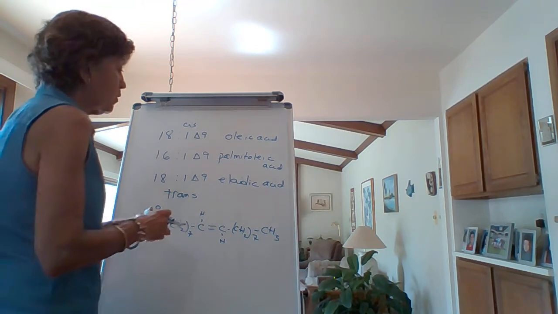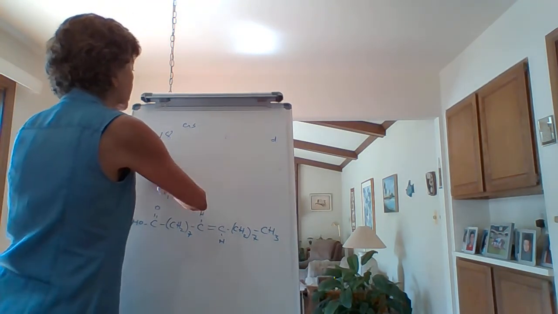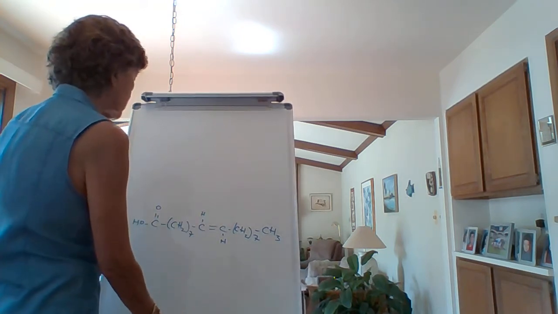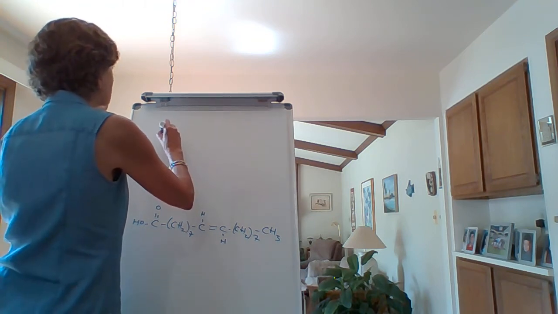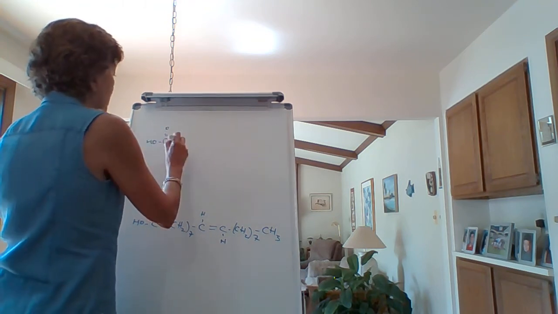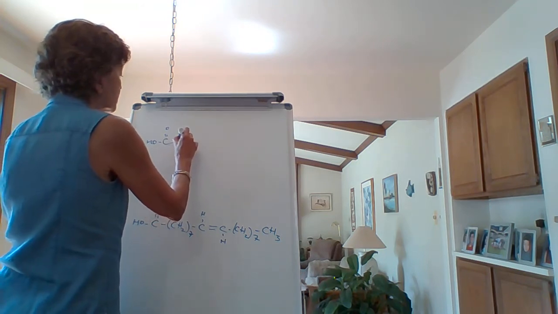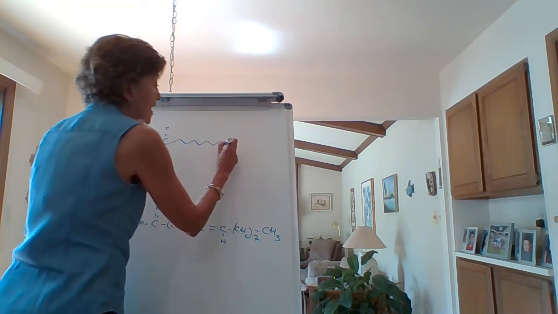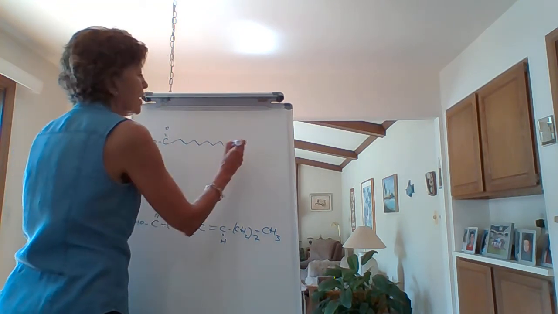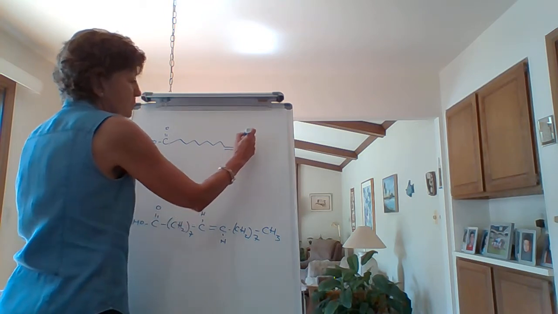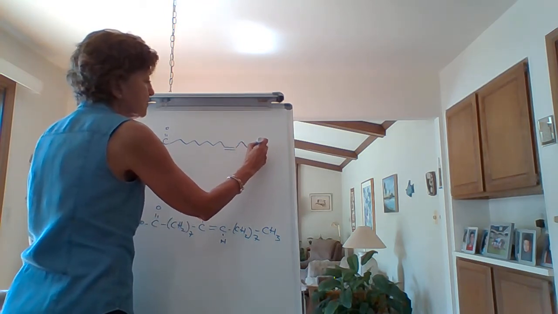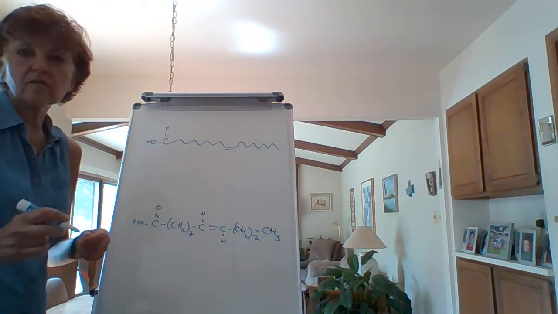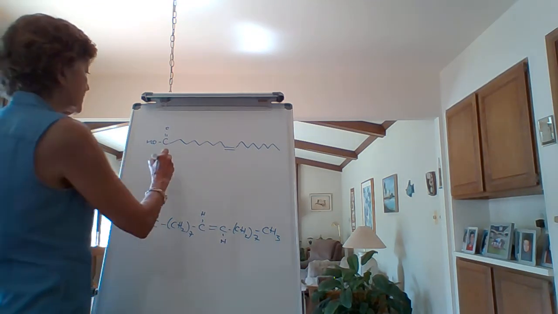Now, one way of looking at this also is to do a line drawing. So you could have something like this. I think here's carbon 1, carbon 2, 3, 4, 5, 6, 7, 8, 9. All right, 9. And then you do the double bond. Okay, so this is 9, 10, and then same side, 11, 12, 13, 14, 15, 16, 17, 18. Same side, cis.